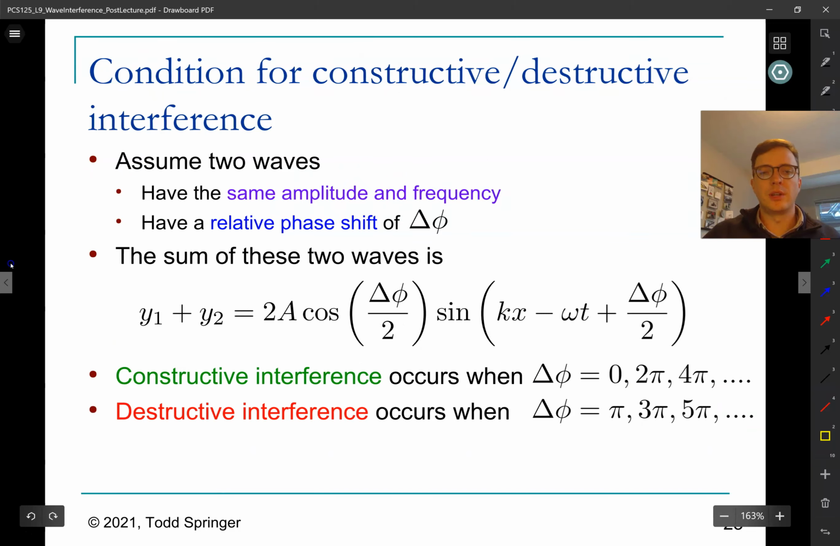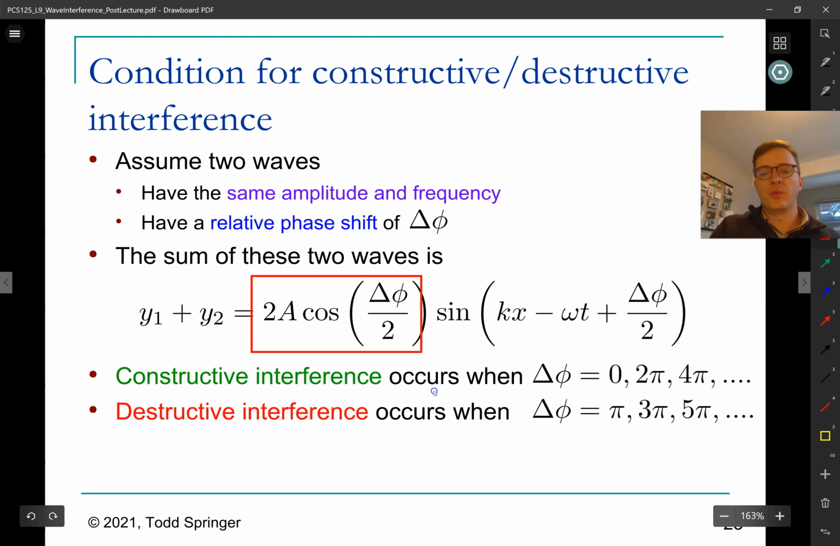Okay, so let's take a look again at this. This is basically the same formula as the previous slide. I have two waves, same amplitude, same frequency. There's a phase difference between the two, which I'm calling delta phi on this slide. And when I add these two together, I have this formula. And we said that this thing here is the amplitude of that new wave.